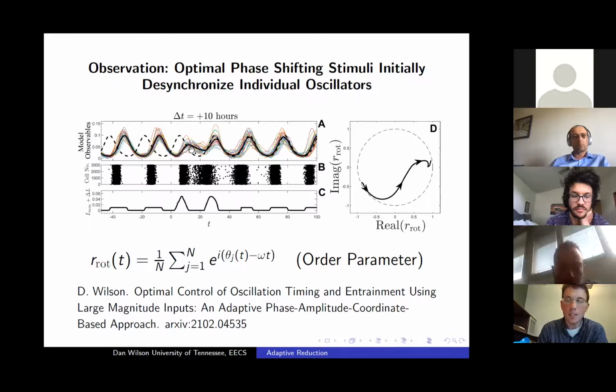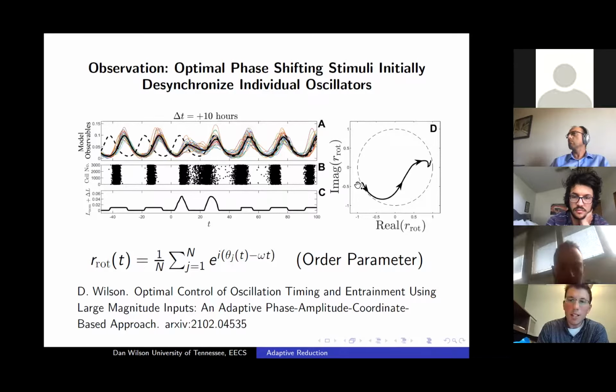And in fact, it kind of destroys a lot of the oscillations initially, only to resynchronize to the new and correct time zone that we want. We can see this also in the raster plots and the effective locations, that the phase is equal to 0, a big desynchronization first, followed by a resynchronization. We can also see this looking at the Kuramoto order parameter in a rotating reference frame.